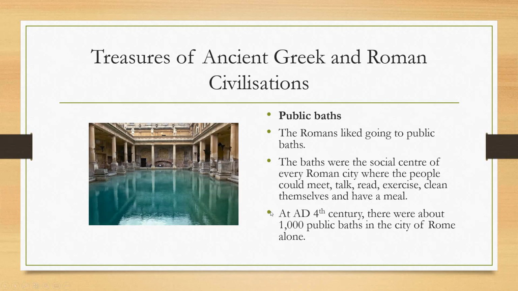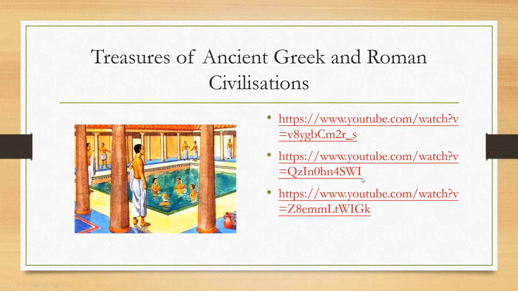Now you can see that there were many public baths in the city of Rome. There were about 1,000 public baths in the city of Rome in the 4th century AD. So that's why the Romans had to ensure that there would be a sufficient water supply to the Roman cities. Otherwise, they would not have enough water to drink and to use in the public baths. So that's why they needed to build aqueducts. Here are some YouTube videos on the Roman public bath. If you like, you may take a look at some of these videos.